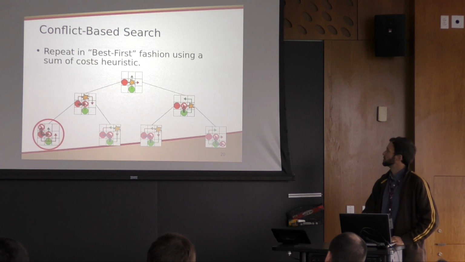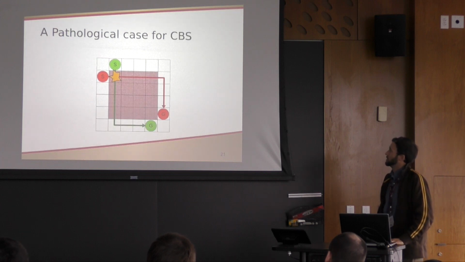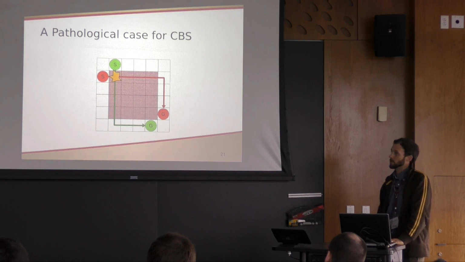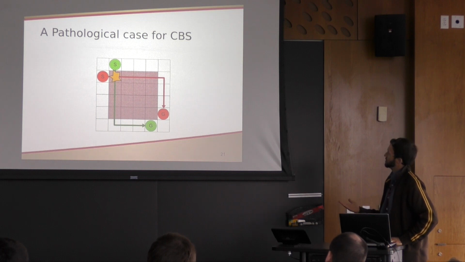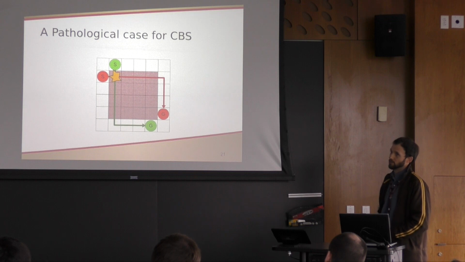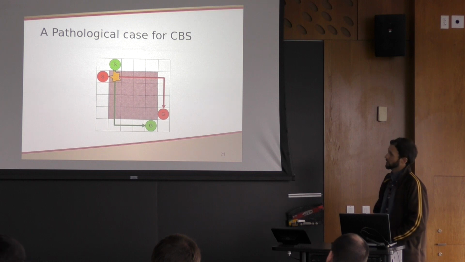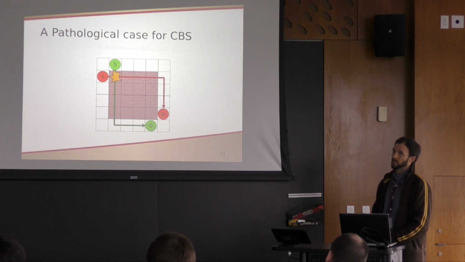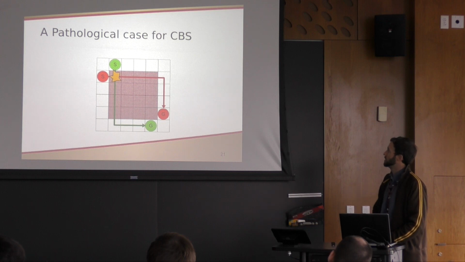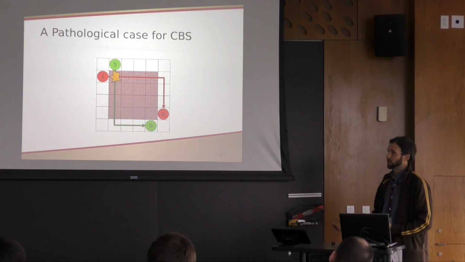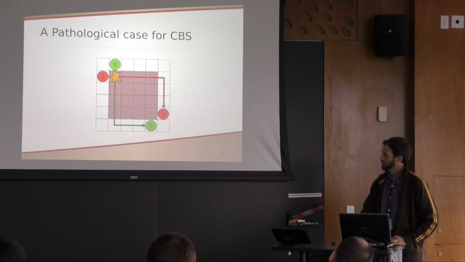Now, the caveat is that there's this pathological case for CBS. In practice, we find that there can be these large areas where two agents moving optimally will collide in every cell of a certain area in our lattice or our grid. And because CBS is optimal with an admissible heuristic, it will have to try every single combination of these optimal moves before it will try something that's suboptimal. And this can actually result in an exponential slowdown.